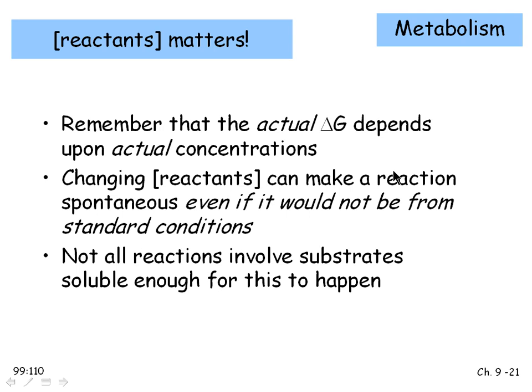And this is just a reminder that the concentration of the reactants is always going to be important, that the actual delta G depends on the actual concentrations. And in some cases, you can make it spontaneous by jiggering the concentrations. But there are some reactions where the substrates are not soluble enough that you could ever do that.